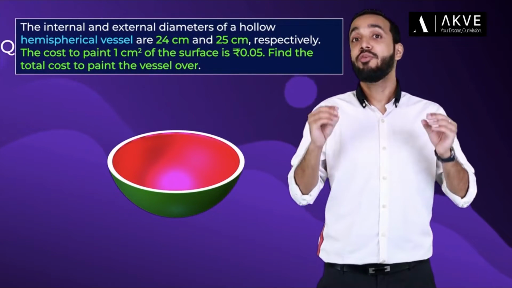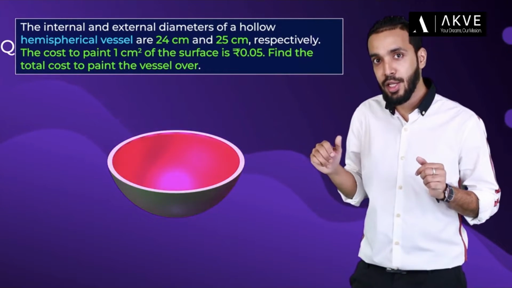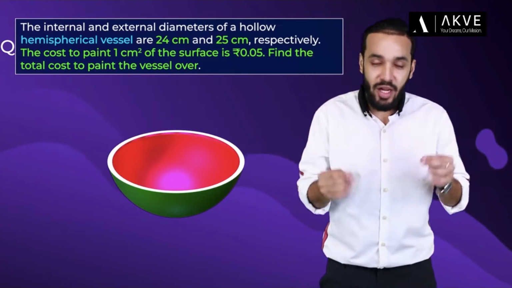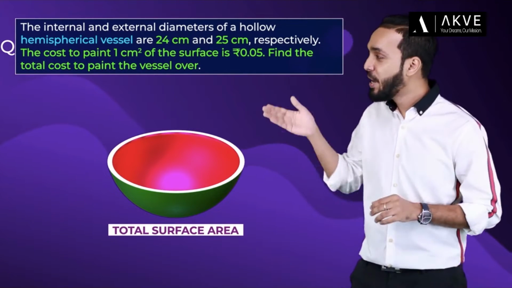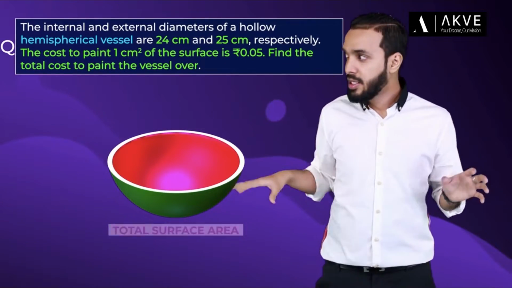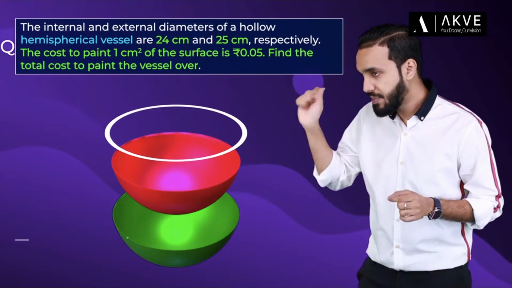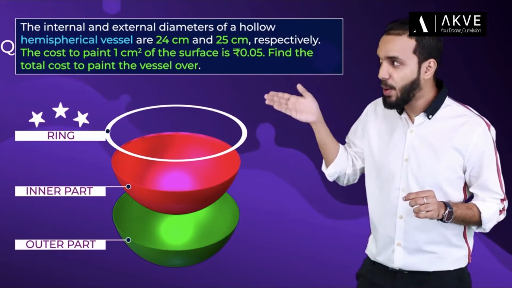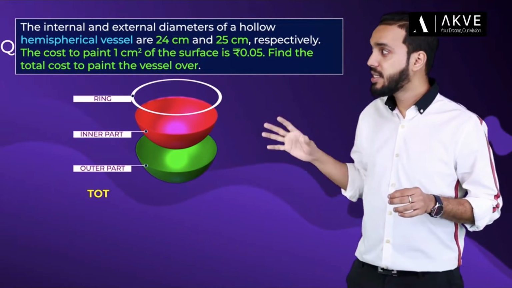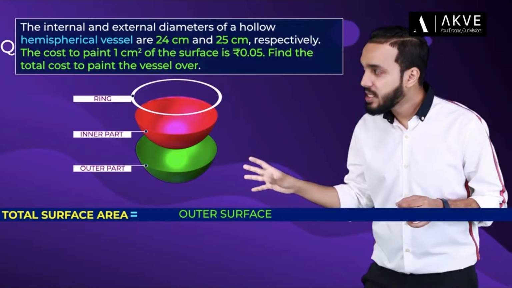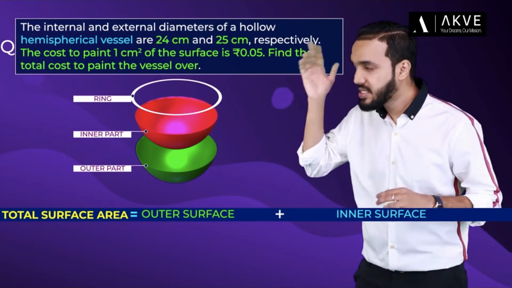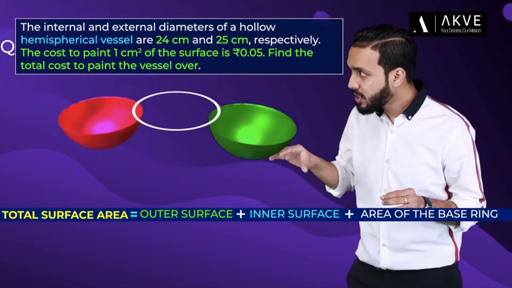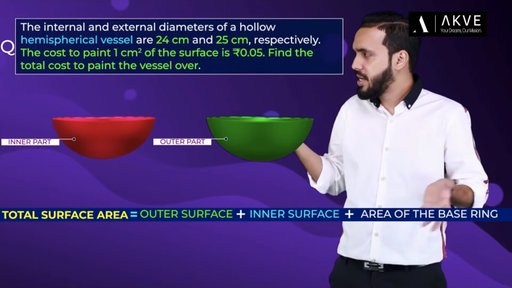To calculate the cost of painting the complete surface of the vessel, we first need to know the area of the complete surface, right? So basically, we need to find the total surface area of this hemispherical vessel. Now, this vessel consists of this outer part, this inner part, and most importantly, this ring on the top. So, its total surface area would be the outer surface area plus the inner surface area plus the area of the base ring. Now, the outer and the inner surface areas can be calculated very easily.